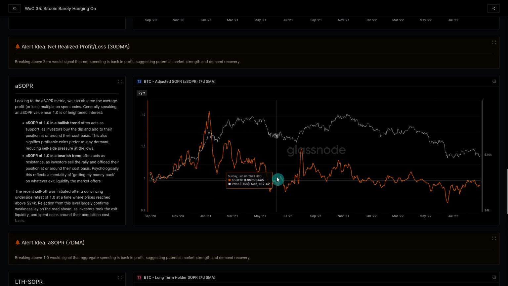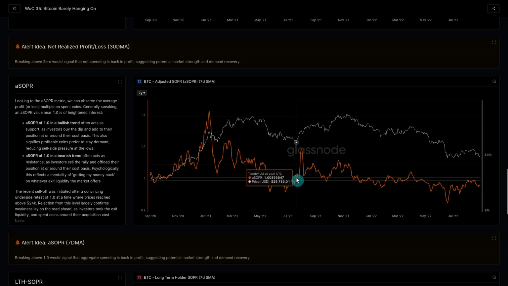You can see that we typically see that a value of 1 is resistance through bears, and much the same, it's actually a support level during bulls, because people during bull markets are willing to add to their position at their cost basis because that's where they see value. So what we're seeing here is that we are breaking up against it and being rejected. What we really want to see for a sustainable level of momentum and actually a recovery of this market, we want to see aSOPR break up above 1, ideally get well above it.